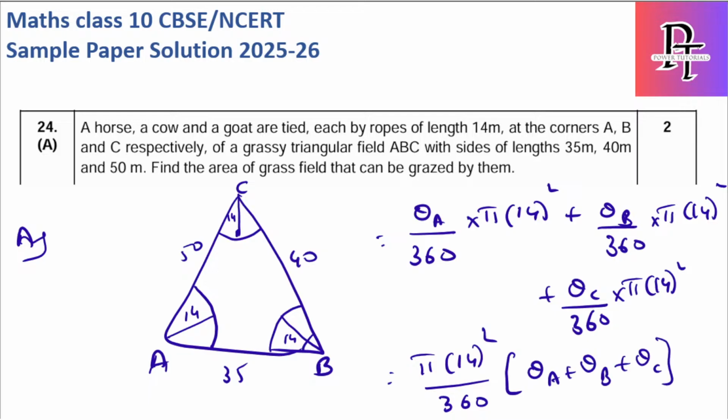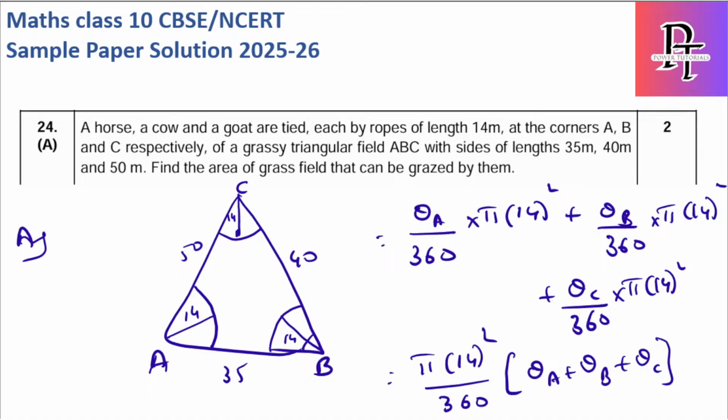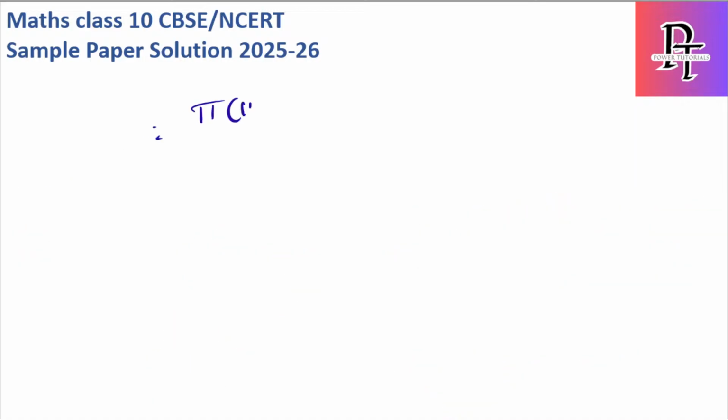What is the sum of all angles of a triangle? Which is 180. So simply this question will change to pi into 14 square by 360 into 180. Why? Because the sum of all angles of a triangle is 180.